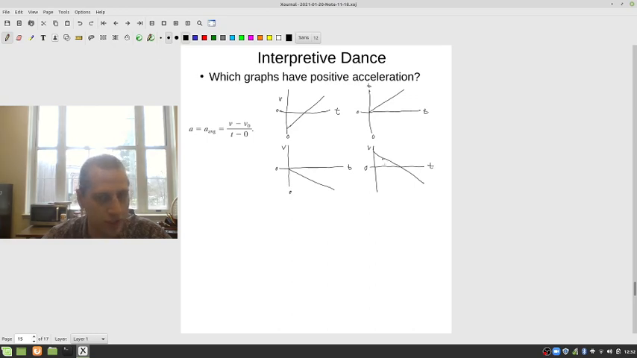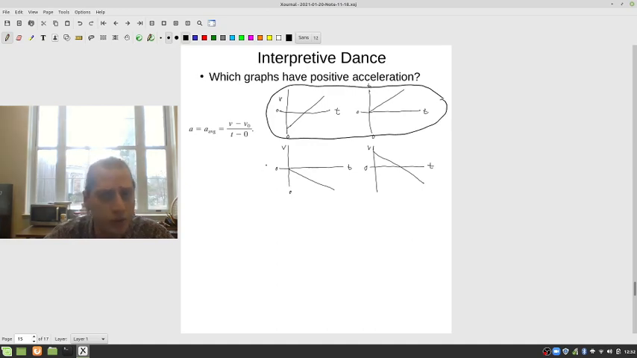How do I know it's constant acceleration? Because the velocity graph has a constant slope. So it's just a flat, it's not a curve, it's just a line. And I ask the question here, which graphs have a positive acceleration? Well, positive acceleration means positive slope, so that would be these two graphs.